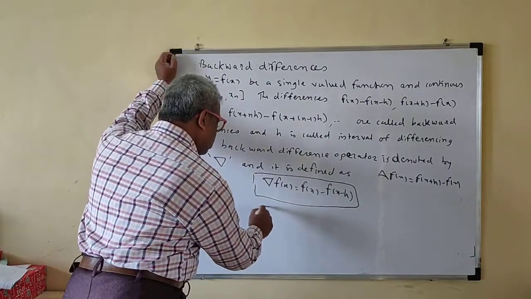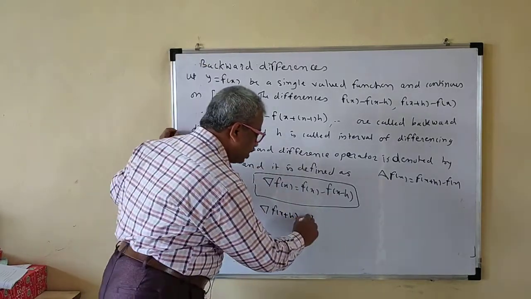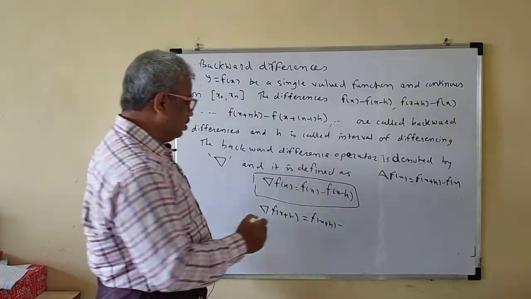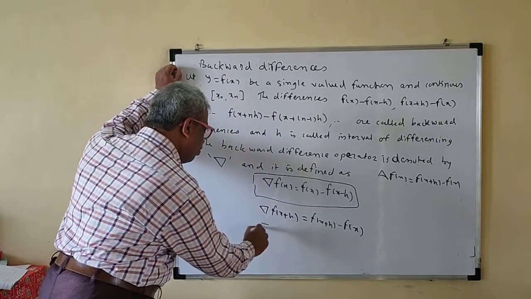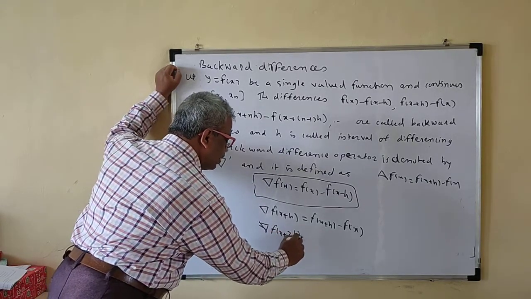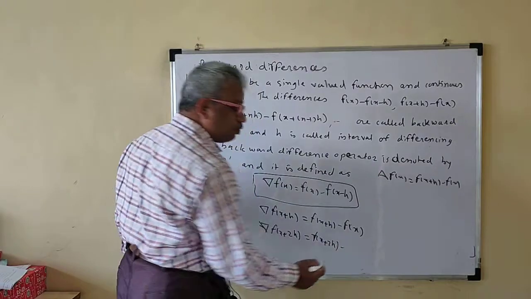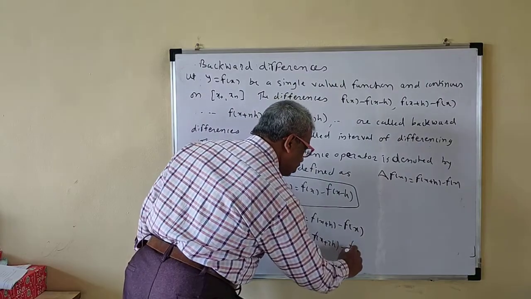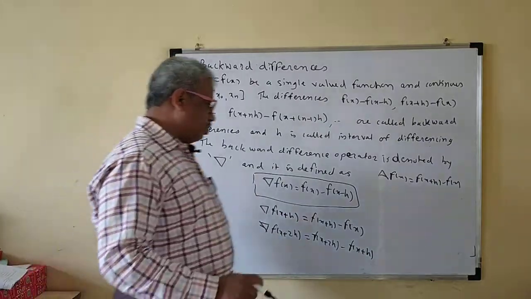Suppose you want to find nabla f of x plus h. What you have to write is the function as it is, then subtract: replace x by x minus h. If you want to find the first backward difference at f of x plus twice h, then f of x plus twice h will be as it is, minus f at x replaced by x minus h, so x plus twice h minus h becomes x plus h. This is f of x plus h, and so on. In this way you can find the backward differences.